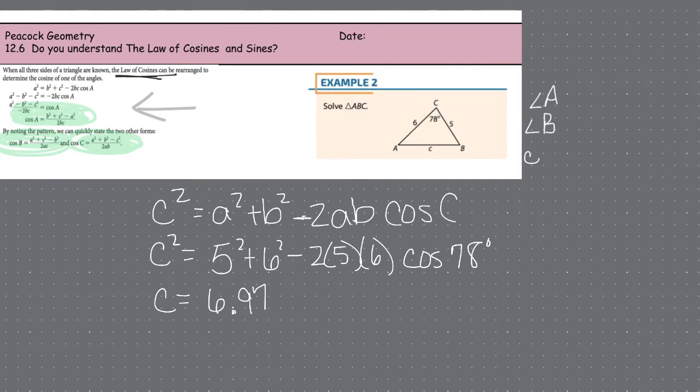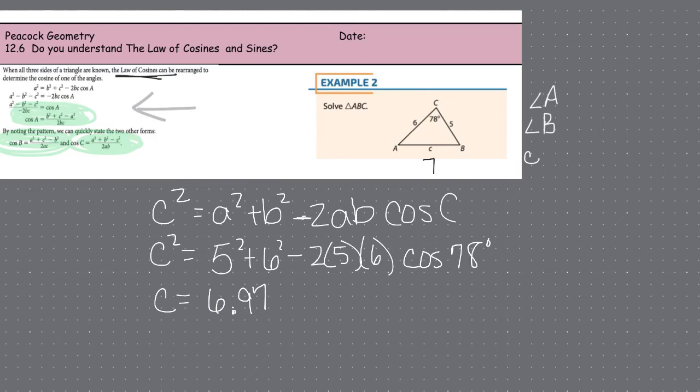I'll give you a second to kind of work through it in your calculator. It's easiest if you type it all in and then hit square root answer. What that'll do is it'll put the square root down there and then it'll take the answer that you previously had and plug it in under the square root. So C becomes 6.97.